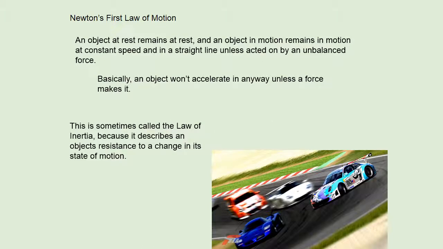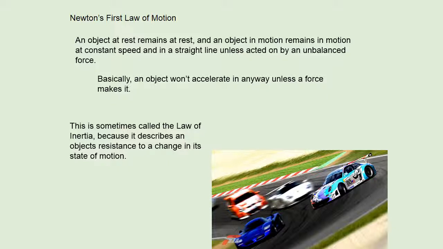The first law of motion, also called the law of inertia, says that an object at rest remains at rest, and an object in motion remains in motion at a constant speed and in a straight line, unless acted on by an unbalanced force. Basically, an object won't accelerate in any way unless a force makes it. This is also called the law of inertia because it describes an object's resistance to a change in its state of motion, which is the definition of inertia.